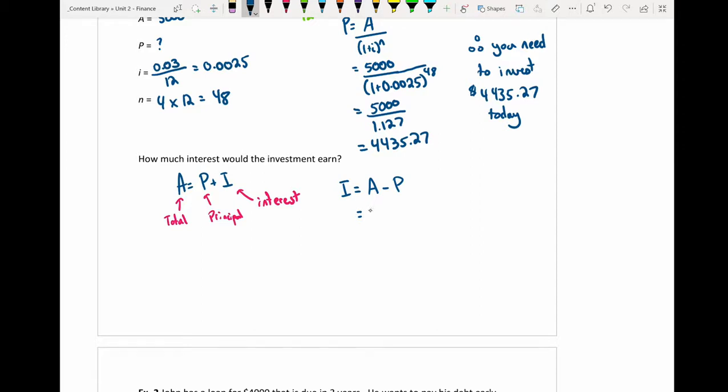Our future amount was $5,000, and we're going to subtract how much we start with. In this case, we were told we need to start with $4,435.27. So when we do that calculation, we get an I value, or an interest, of $564.73. So therefore, the interest is $564.73. So again, just a small calculation to figure that out.